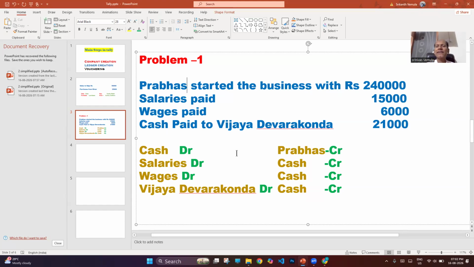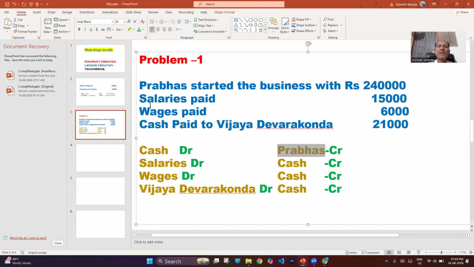So we have to analyze this. In every transaction, there must be two accounts. So in the first transaction, cash is brought in by Prabhas in the form of capital. Clear? So the cash account comes, as well as the Prabhas account, in the first transaction.